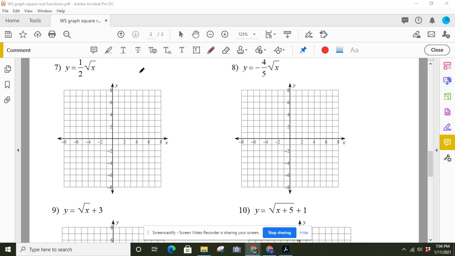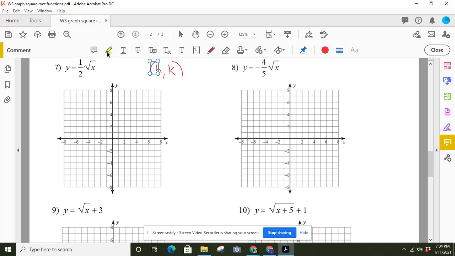All right, so we're going to go over questions 7 through 12 on graphing radical functions or square root functions. When you're graphing a function, you want to be able to identify the critical point, right? So we are looking for a, h, and k. a is our stretch, compress, reflection. h is our shift left and right. k is our shift up and down. The critical point will always be h comma k.